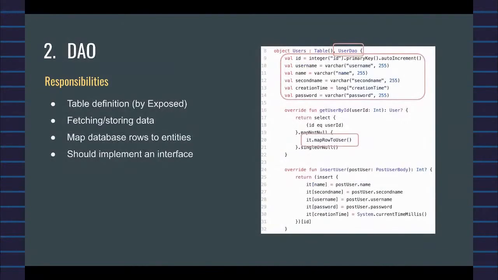Okay, so data access object. The responsibilities of this layer is, as we are using Exposed, it's defined in the table as well, not only providing the methods to fetch and store data. In those methods, we need to map database rows into entities. So the model that we are returning from the data access object should be converted from the rows that we are recovering from Exposed. And it also needs to implement an interface. As you can see at the top, user data access object, or user DAO, is our interface.